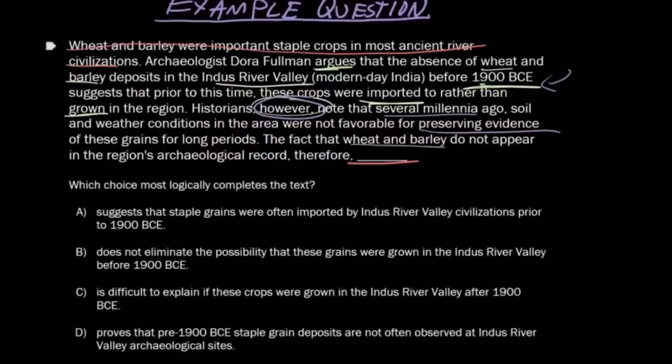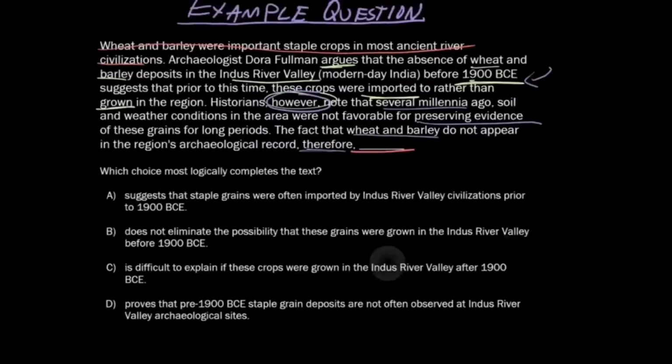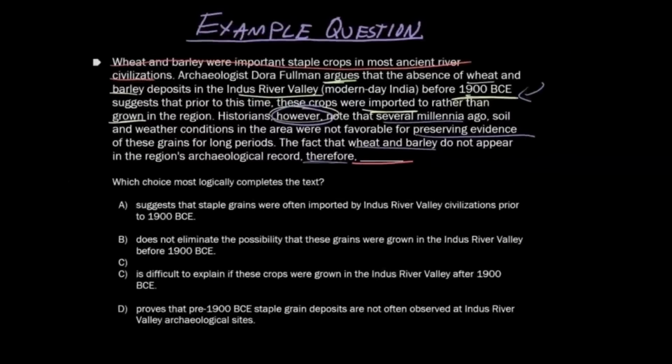The fact that wheat and barley do not appear, therefore, okay, what? Well, the historians here are contrasting, and we see that because of the usage of the word however, right? Therefore, they're saying that her idea might not be true. Why? Because if soil and weather conditions couldn't preserve the evidence that there was wheat or barley, then how could archaeologist Dora Fullman know that there was wheat or barley or not?